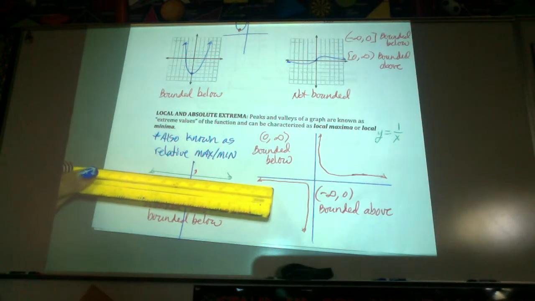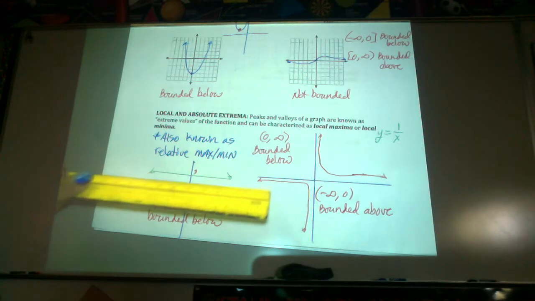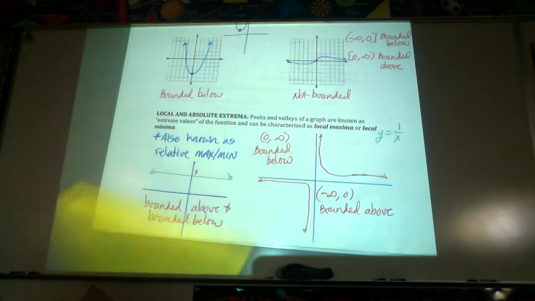Is there a maximum? 3. It's its own minimum and its own maximum. So it's kind of a weird graph where the overall minimum and the overall maximum are the same thing. So it's bounded both above and below. It has a maximum and a minimum.